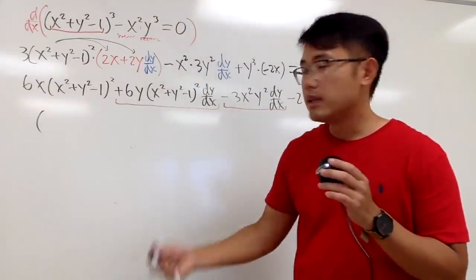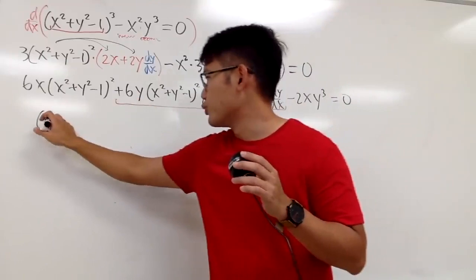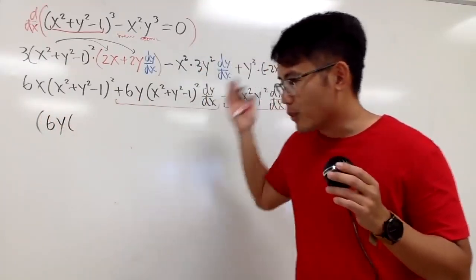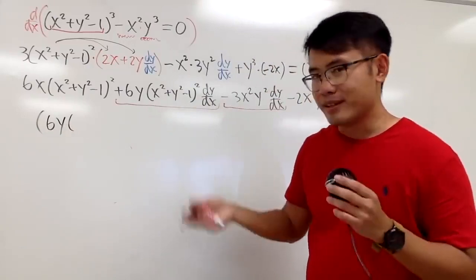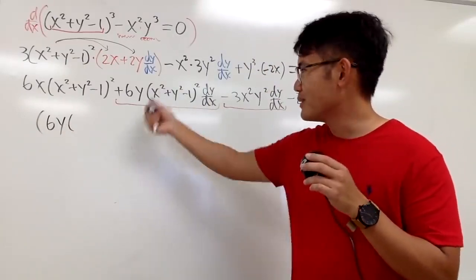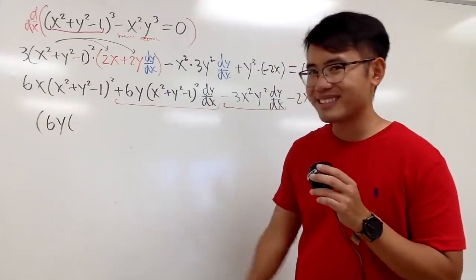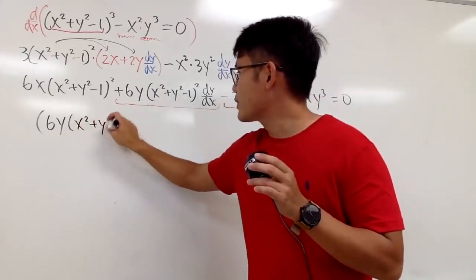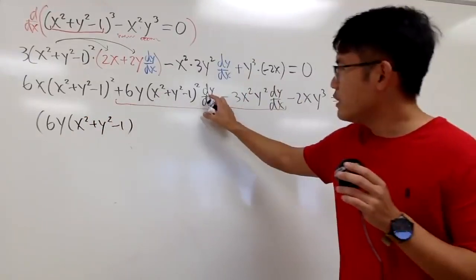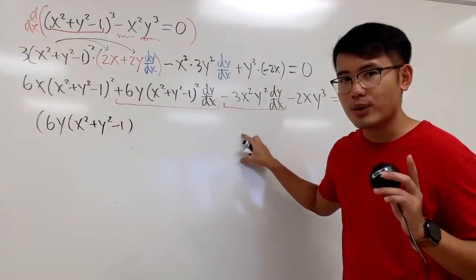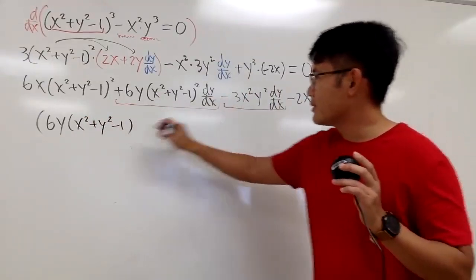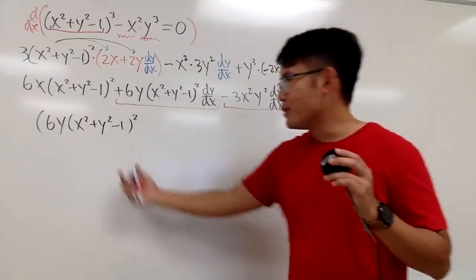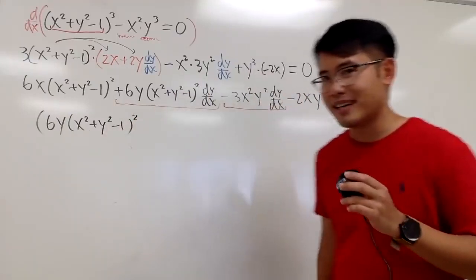So let me do this for you guys. I'll open the parentheses. I'll put this down. So just rewrite it. 6y. And you see, it's not a lot of work. It's just a lot of rewriting. Copy things down, right? Yeah, all that stuff. It's just not that bad. Anyway, continue. X squared plus y squared minus 1. And the dy dx will be at the end, so don't worry. And don't forget, this is to the second power, like that. And I'm not going to multiply this power, so don't worry about that.